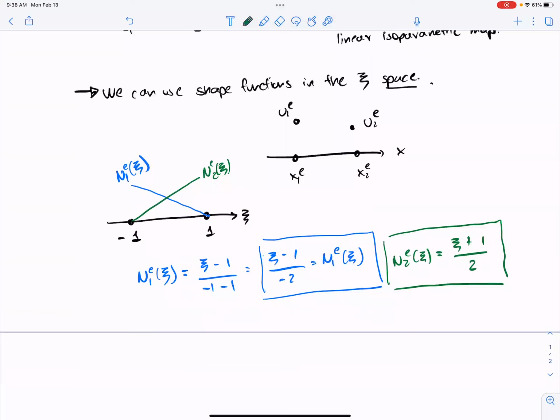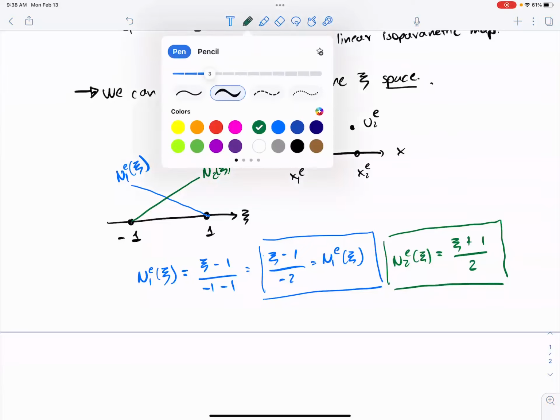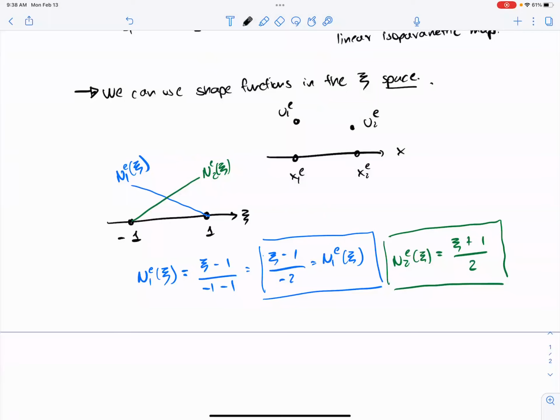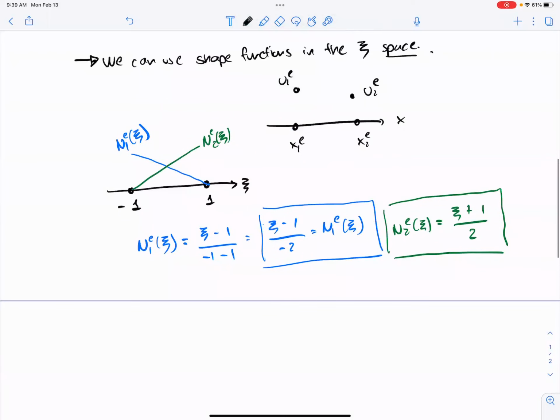So note that now I have no functions in terms of x. All the functions that I have are functions of xi. But that's okay. I can use xi for everything. I can use xi to get the map from xi to x. I can use xi to get the interpolation of the u's. So use Ni of xi for everything.